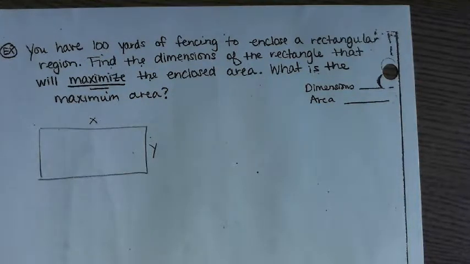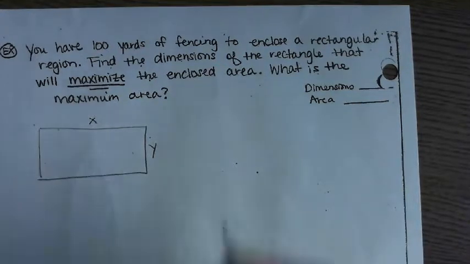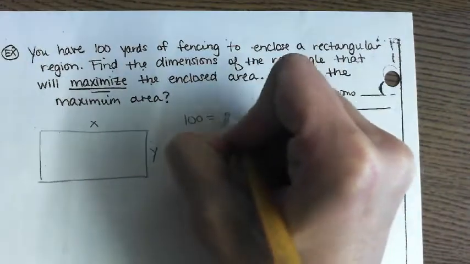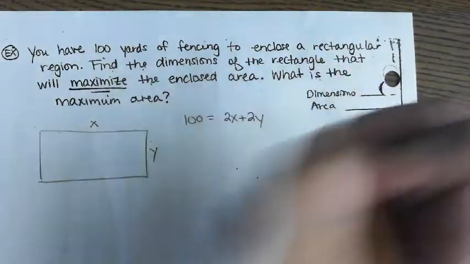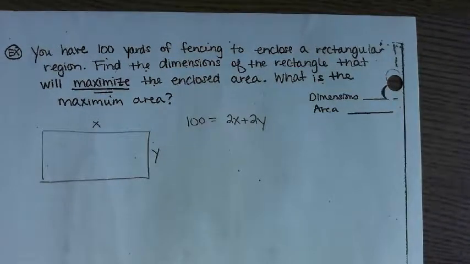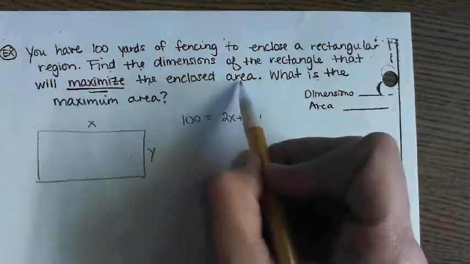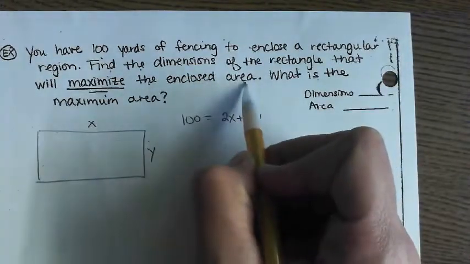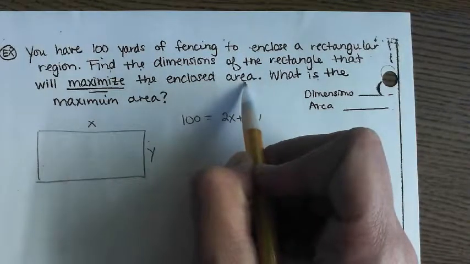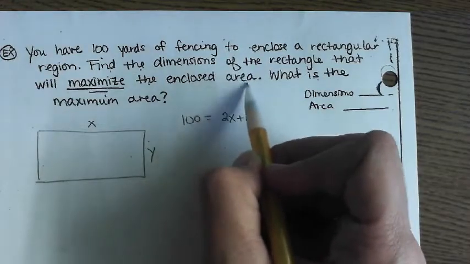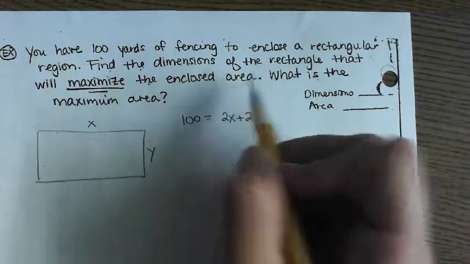Ellie? Good. 100 equals 2x plus 2y. It's like a perimeter. And then we want to maximize the area. So whatever thing you're looking to maximize, that's what you need to write an equation for.